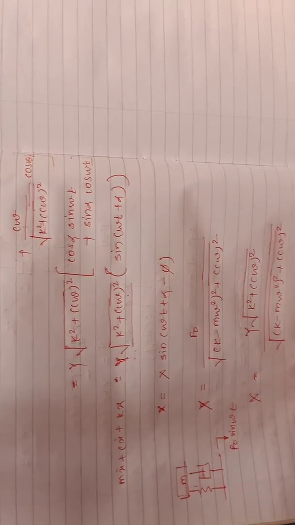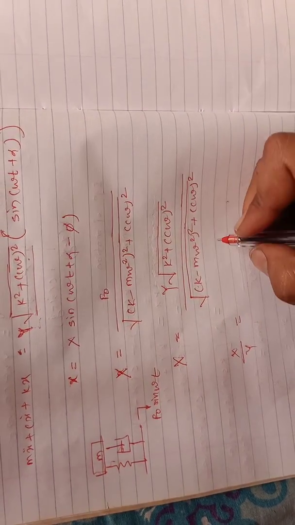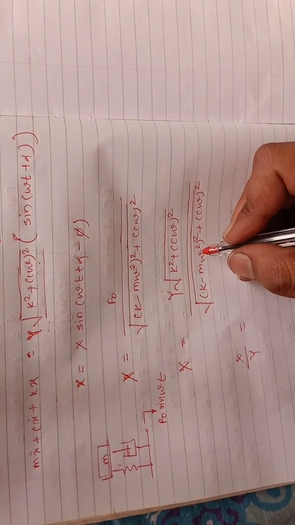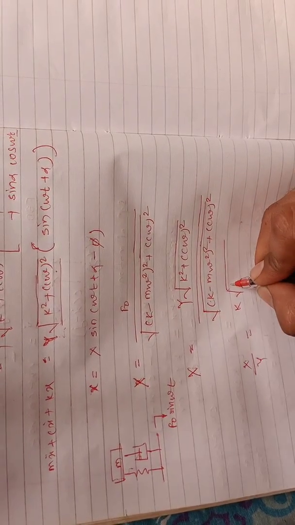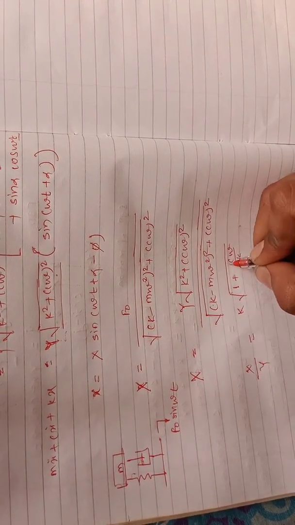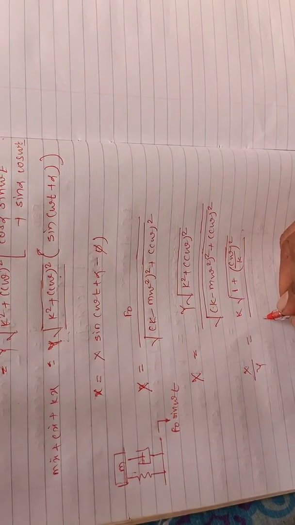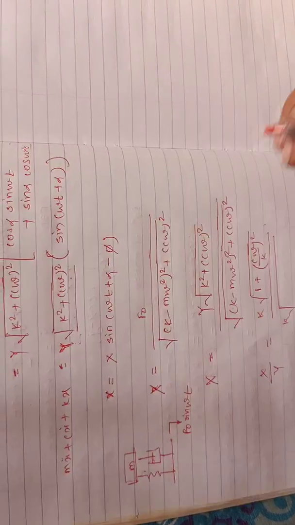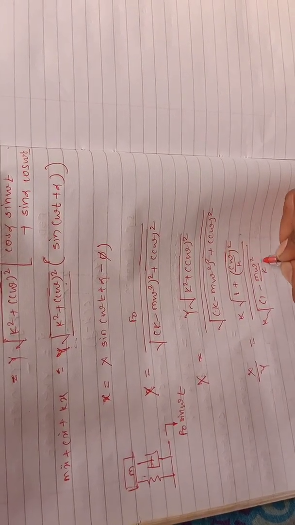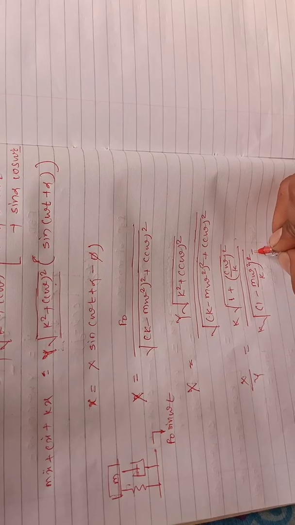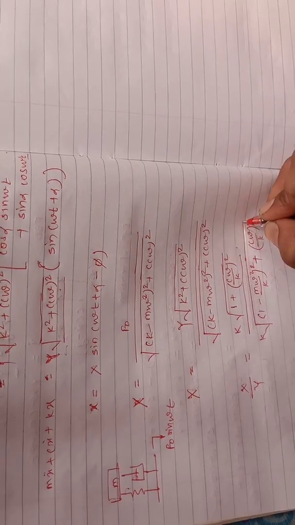So X by Y is equals to, we will take the common k, k bracket 1 plus (c omega by k) bracket square, divided by k bracket 1 minus (m omega square upon k) bracket square plus (c omega by k) bracket square.